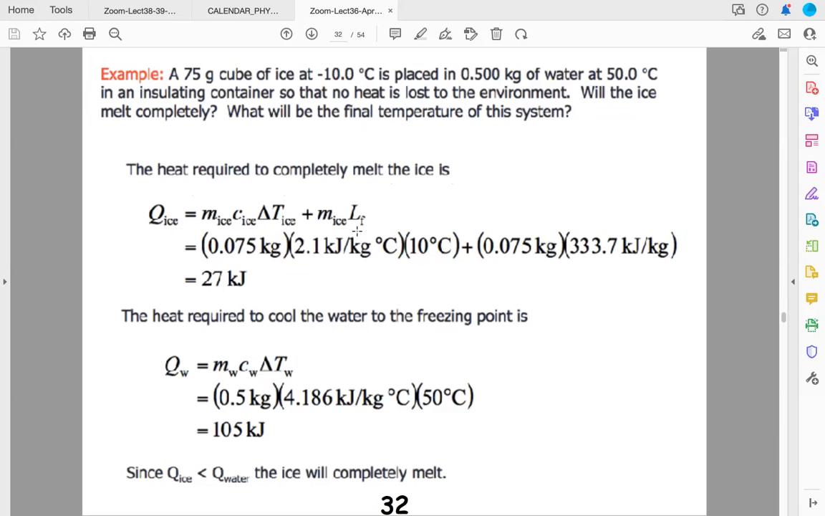Something that I haven't reviewed today, but we saw last time, is that when I have a transition of phase, for example ice melting to water, the temperature is no more involved. We say the temperature stays the same, it doesn't change. What instead changes is the phase of the object, that before was ice and now is water. So we have mass of the ice times L, in this case LF, L of fusion.